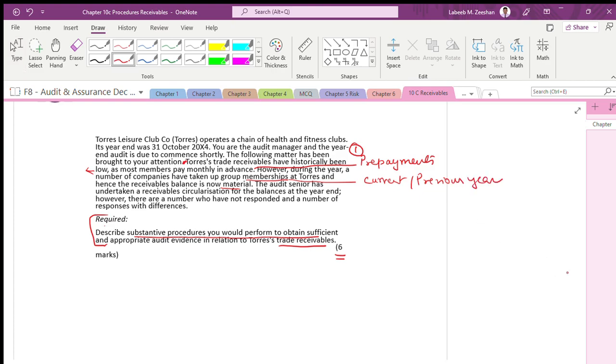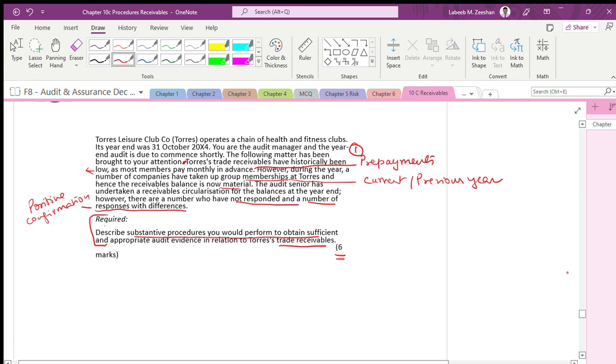The audit senior has undertaken receivable circularization, meaning confirmation, for the balances at the year end. However, there are a number of customers who have not responded, and a number of people responded with differences. They have responded but they have disagreed. This is called a positive confirmation. This is 1, this is 2, this is 3.